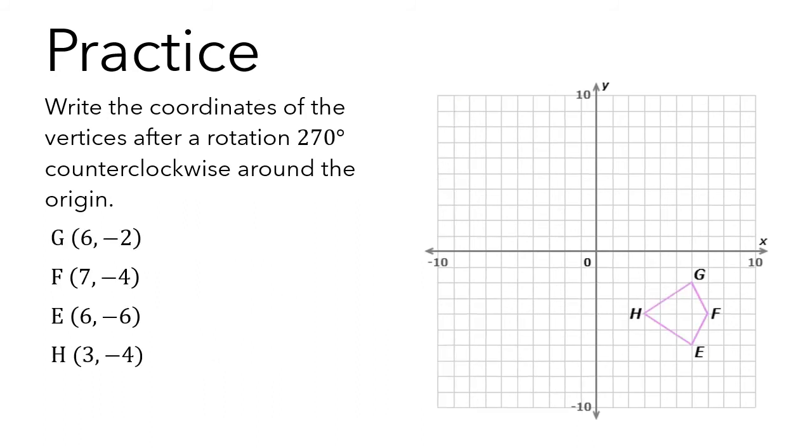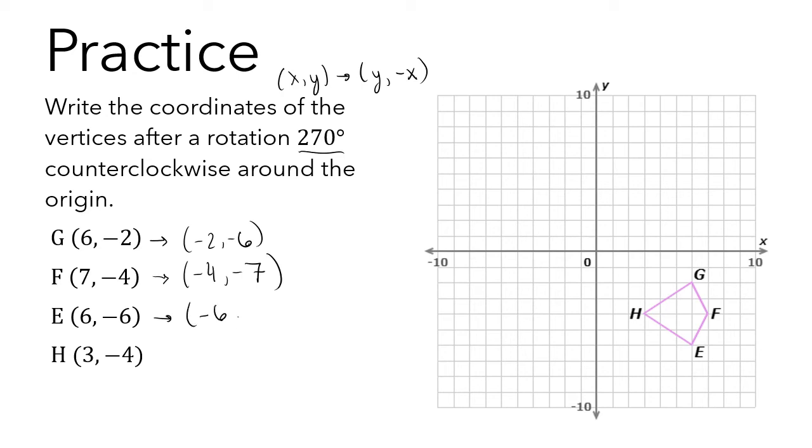Let's try another one. Write the coordinates of the vertices after a 270-degree rotation of GFEH. So keep in mind 270 degrees, we're going to flip the coordinates, and then we're going to change the sign of the one on the right. So this will become negative 2, 6, and then 6 will change to negative 6. Negative 4, 7 would change to negative 7. Negative 6, positive 6, that would change signs to negative 6. And then lastly, negative 4, 3 becomes negative 3.